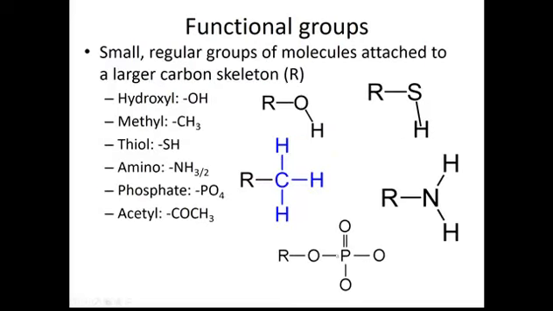A phosphate has a phosphorus bonded to 4 oxygens. We're going to see this a lot. And an acetyl group is a C bonded to an O, bonded to a CH3. Not terribly important for us to know the structure of it right now, but we're going to see it way later in the quarter when we talk about cell respiration.